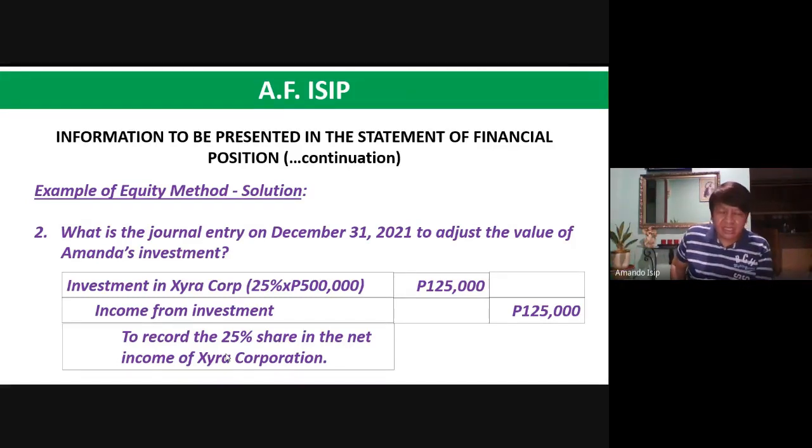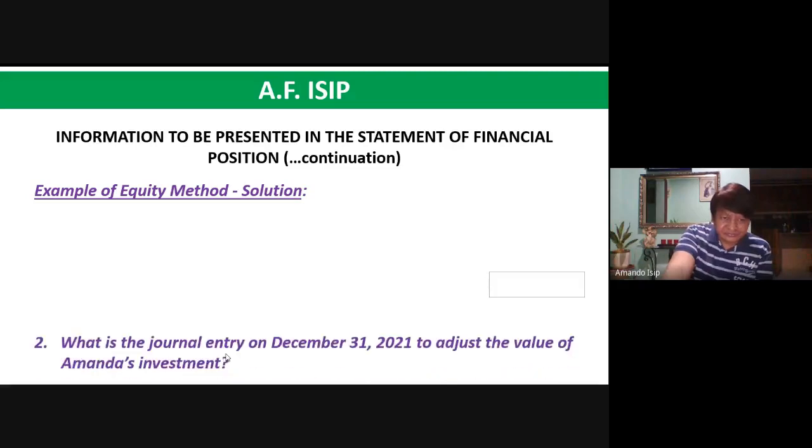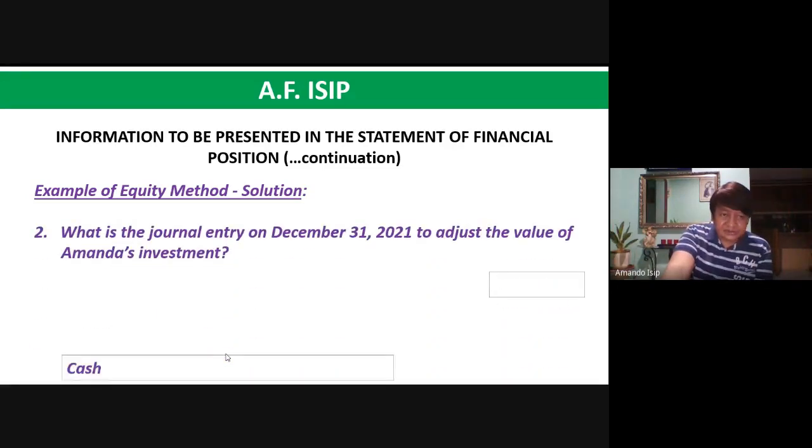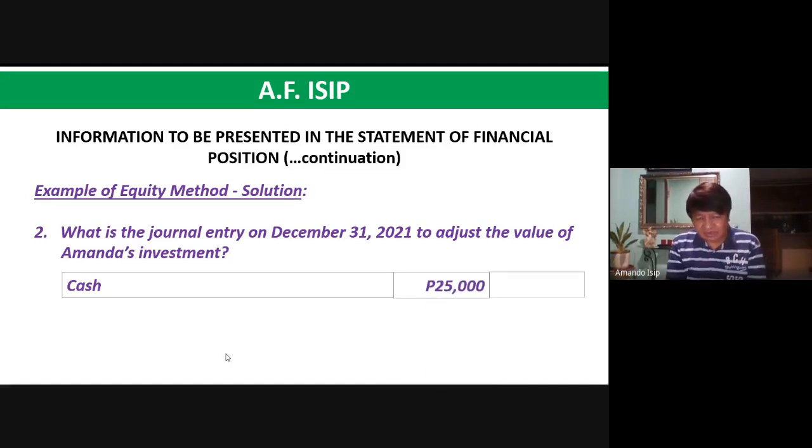And under the equity method, we will follow the principle in retained earnings wherein net income will be added and dividend declaration will be deducted. So let's see the next entry. The next entry is debit cash, 25,000. What is that 25,000 pesos? Syrah Corporation declared a dividend amounting to 100,000 pesos.